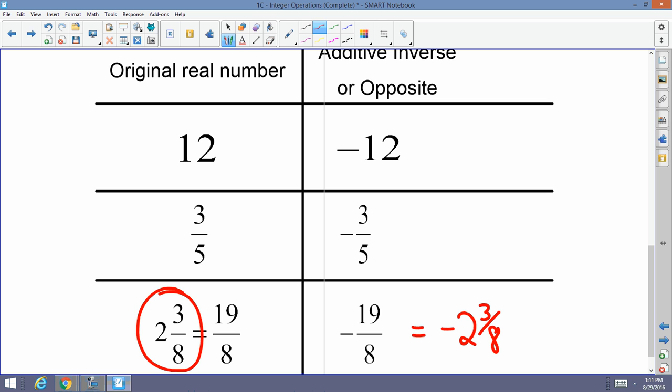3/8. If I have an original number of negative, let's say 15, please note that the additive inverse of that would just be 15. The additive inverse is the opposite. And when a number is added to its additive inverse or opposite, the sum is 0.